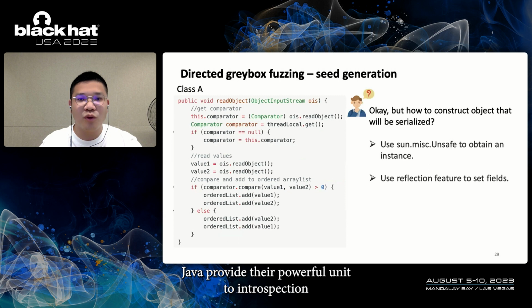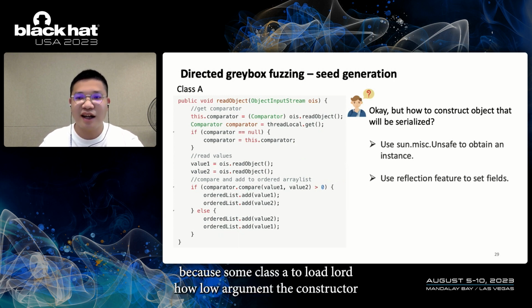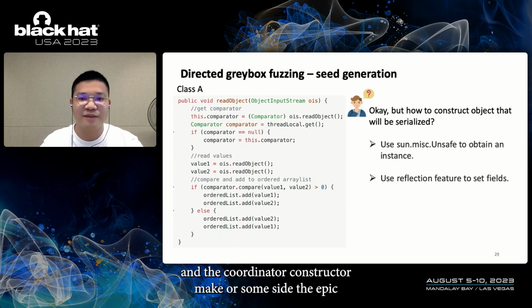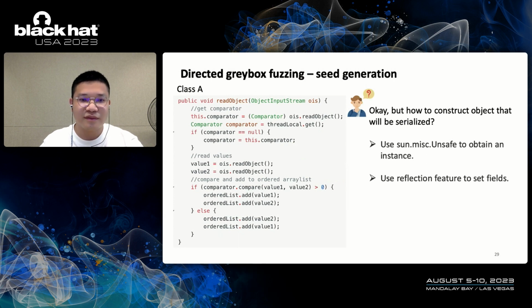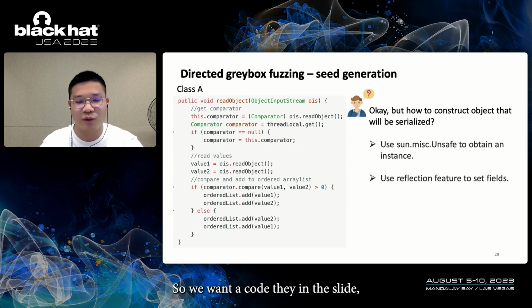Fortunately, Java provides a powerful introspection mechanism that can help us achieve this goal. First, we instantiate an instance through sun.misc.Unsafe. Why don't we call the constructor directly to instantiate the object? Because some classes do not have a no-argument constructor, and calling the constructor may cause some side effects. As for the fields of the class, we set them through reflection. In this way, we have a universal method for constructing the arbitrary instance we want.